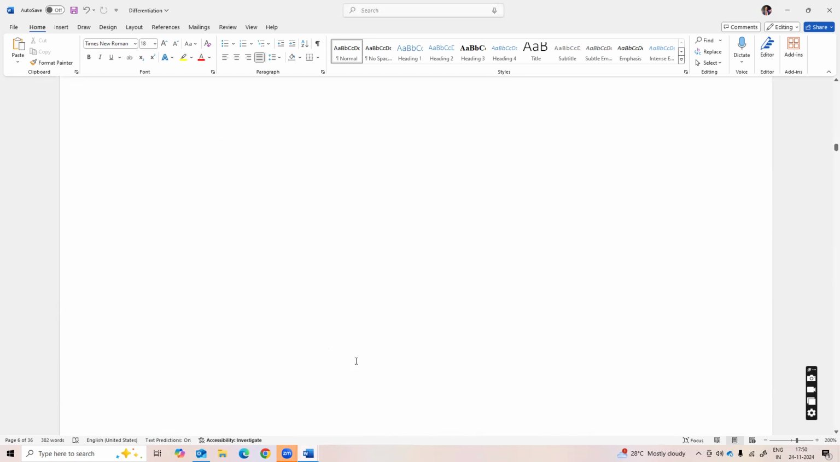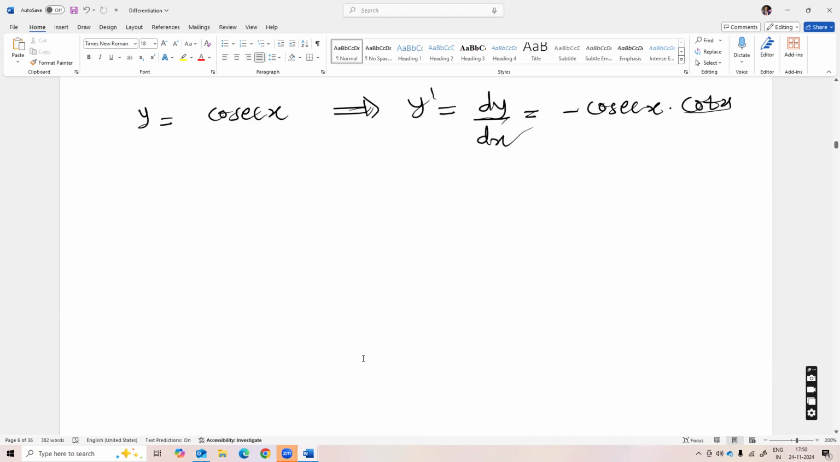Actually, I forgot to give a few more identities. I will just write those down. Like we have seen the formula, if y is of the form x to the power n, its derivative y dash is equal to n x to the power n minus 1. Okay. So what if y is equal to 1 upon x?